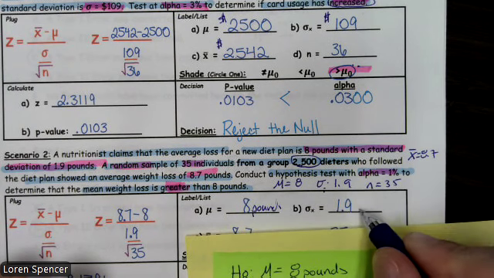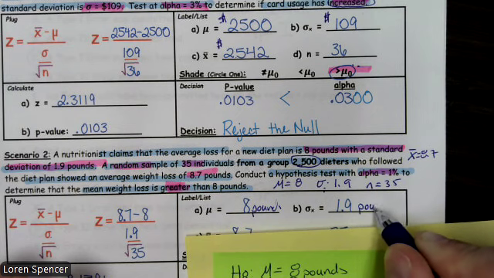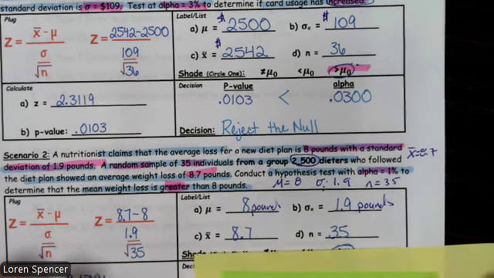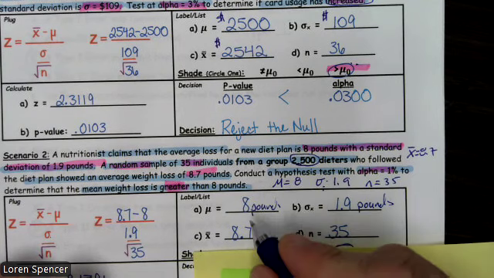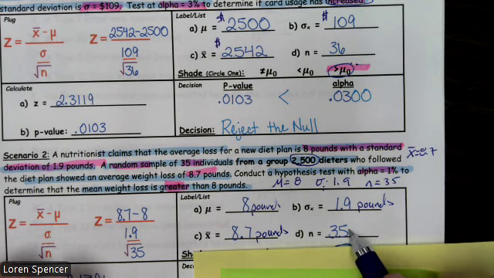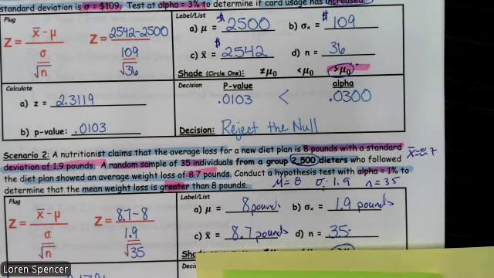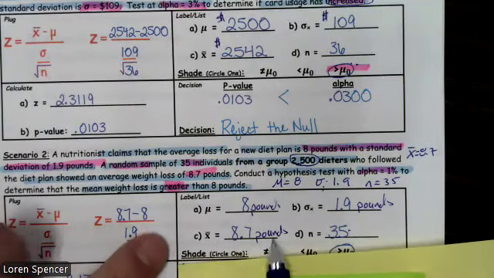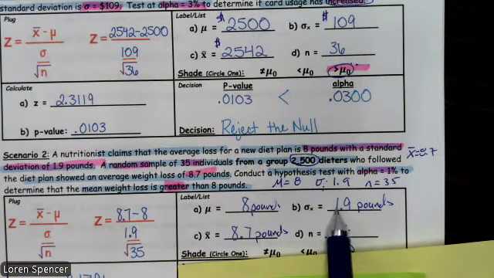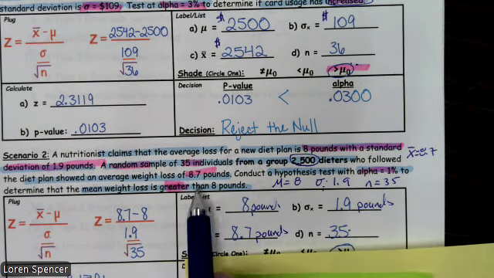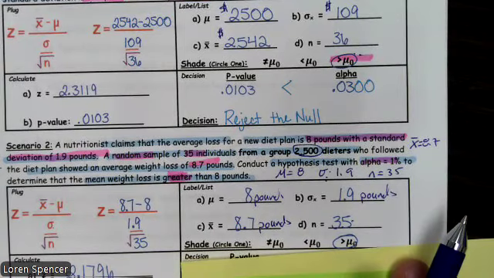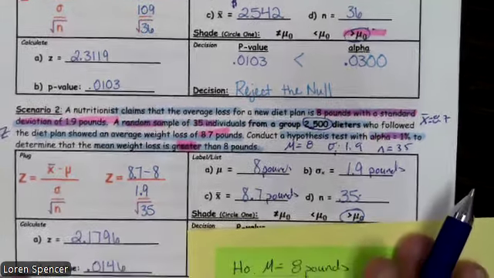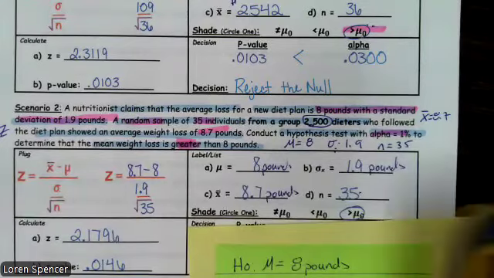population standard deviation of 1.9 pounds, X bar of 8.7 pounds, and a sample size of 35. All right, so I've already gone ahead and plugged in 8.7 for the X bar, 8 for the mean, 1.9 for the standard deviation, and the sample size of 35. And remember, they said greater than, so we need to be looking at a greater than. So when we run it, let's see if we get these values.